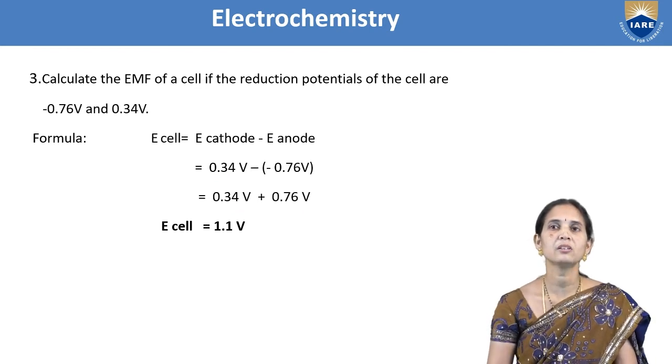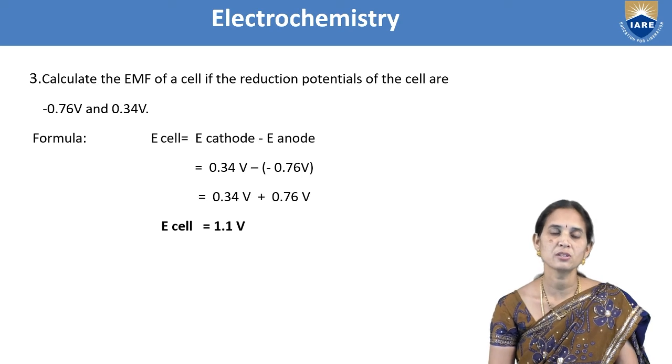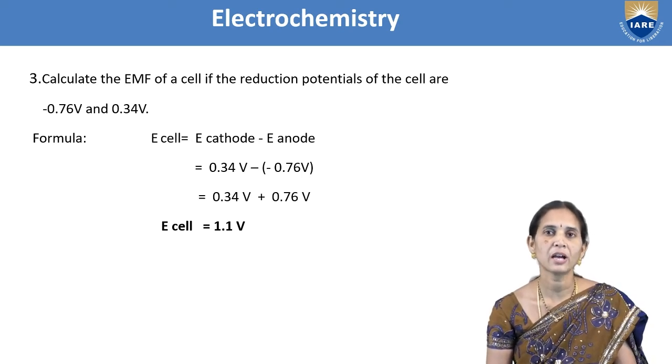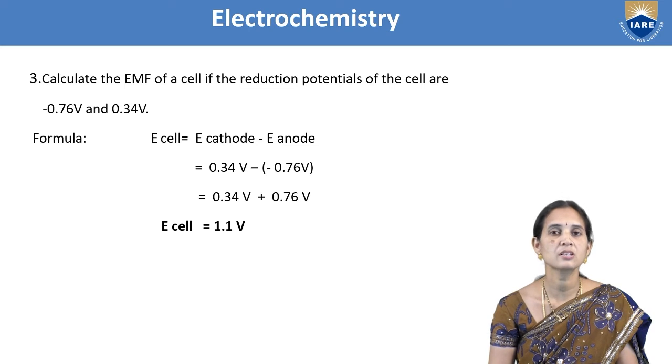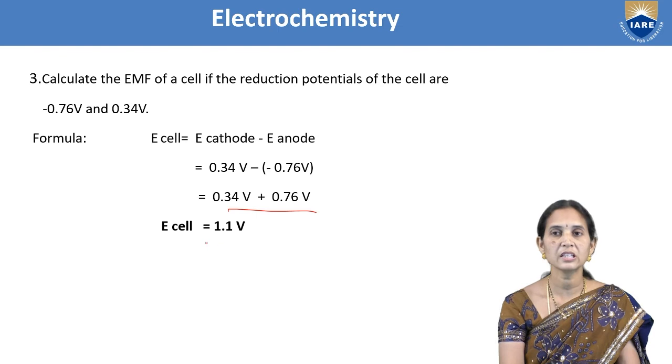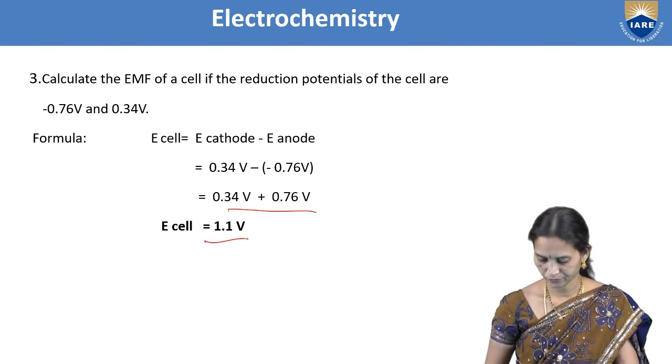The third problem: calculate the EMF of the cell if the reduction potentials of the cell are minus 0.76 volt and 0.34 volt. The formula we will apply, E cell is equal to E cathode minus E anode. The cathode value is 0.34 volt minus the E anode value, minus 0.76 volt. So we can write 0.34 volt plus 0.76 volt. The answer we got here, E cell is 1.1 volt.